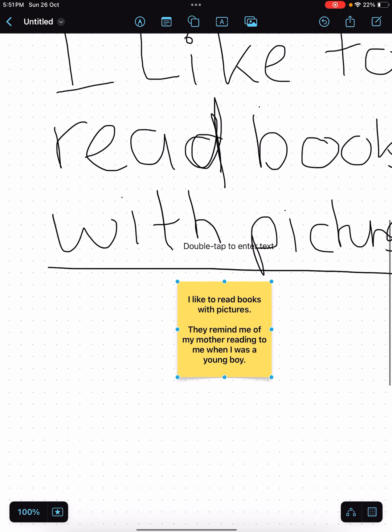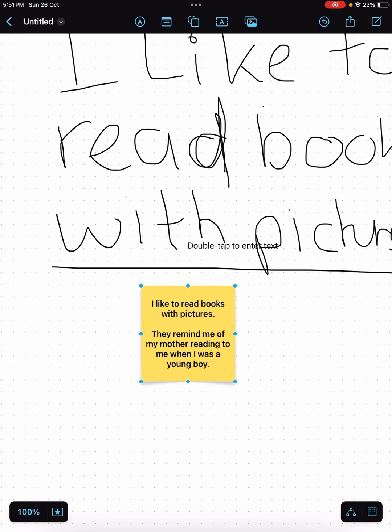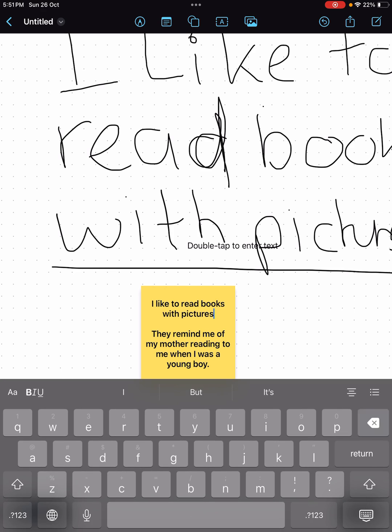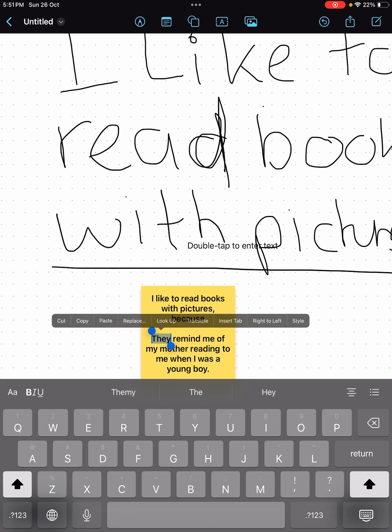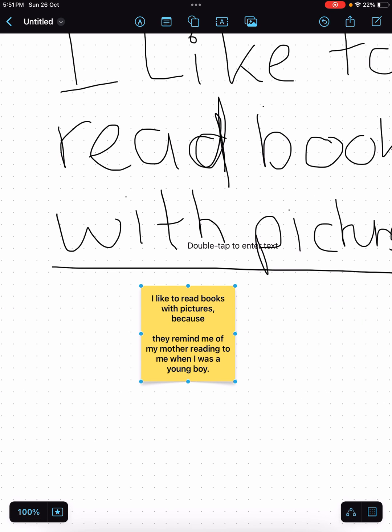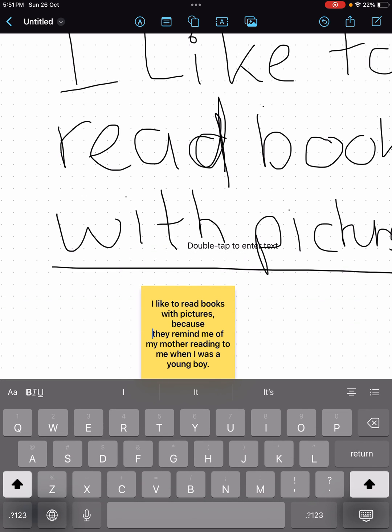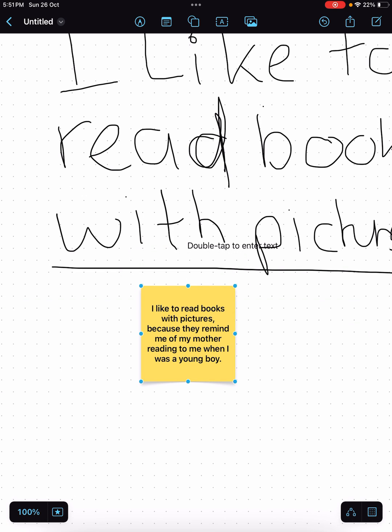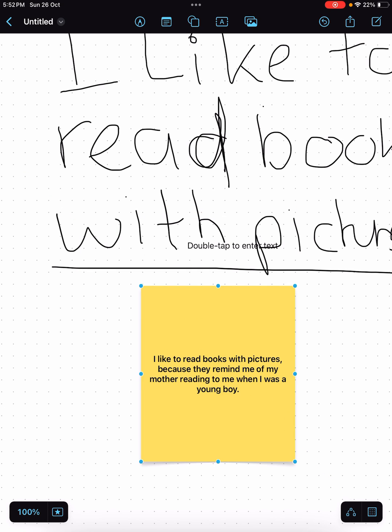So, this is very simple. Watch. Very simple. What we do is this. Put a comma, and we put the word because. Now, we have the basic sentence. Let's read it. I like to read books with pictures because they remind me of my mother reading to me when I was a young boy. This is a basic sentence.